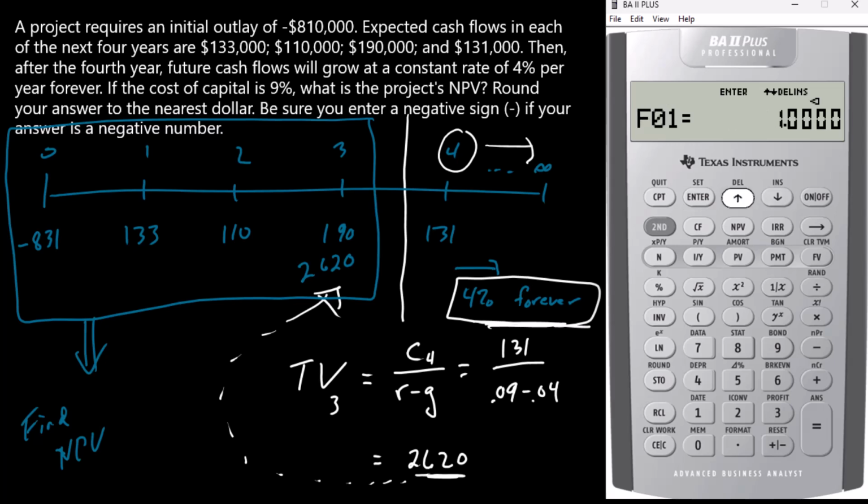So now I can scroll back through and I can see that all of my cash flows are entered. Now to calculate NPV, push the NPV button, give it 9% as my discount rate, and compute NPV. And there is my answer.